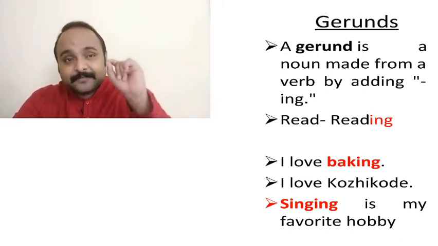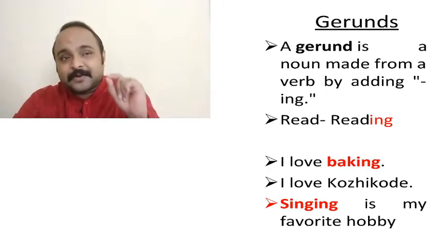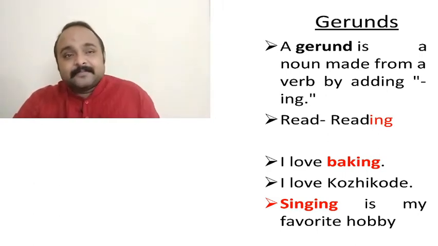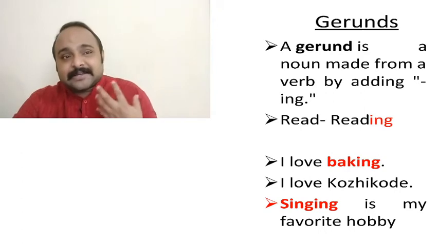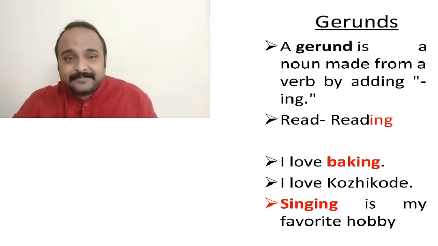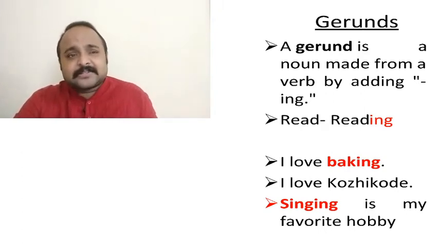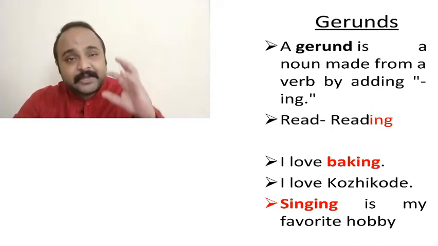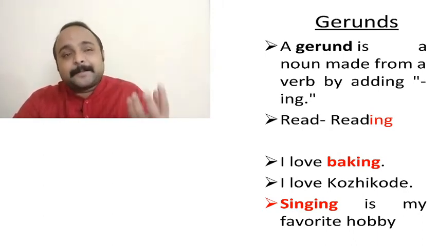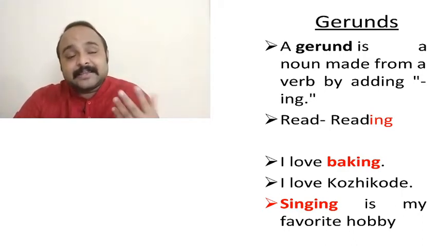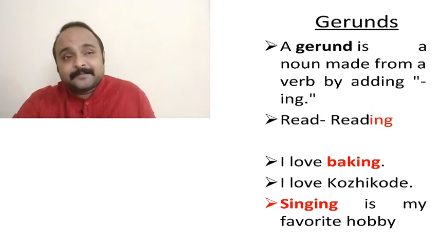A gerund is a verb in its ing form that functions as a noun and names an activity rather than a person or a thing. Any action verb can be converted into a gerund. When used as subjects, gerunds can appear at the beginning of a sentence. Example, singing is my favorite hobby. Singing is the gerund here.